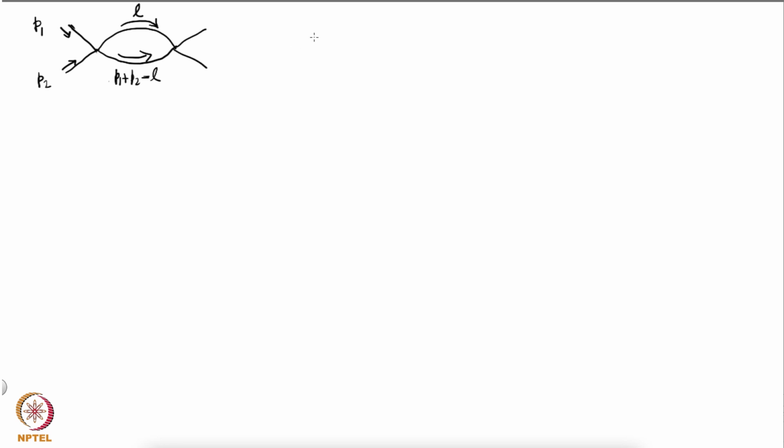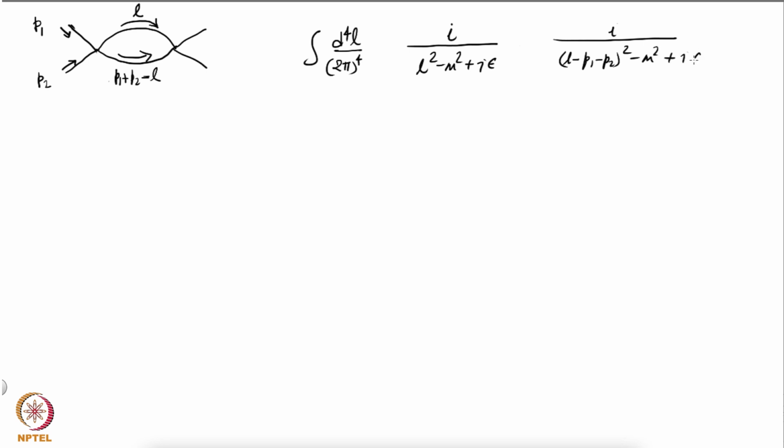So let me write down the expression. It is d^4L over (2 pi)^4. I'm just writing the loop integral over L square minus M square plus i epsilon, and then we have to do this loop integral, where d^4L is dL0, dL1, dL2, dL3.